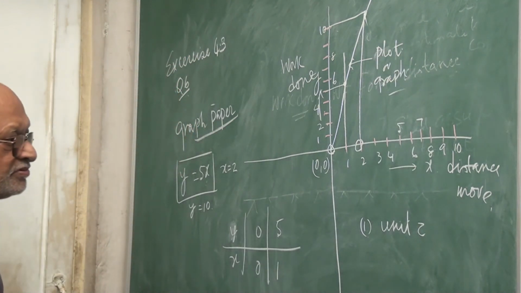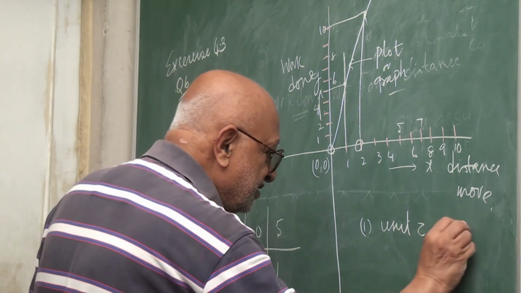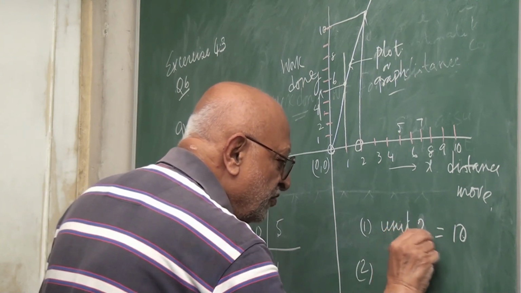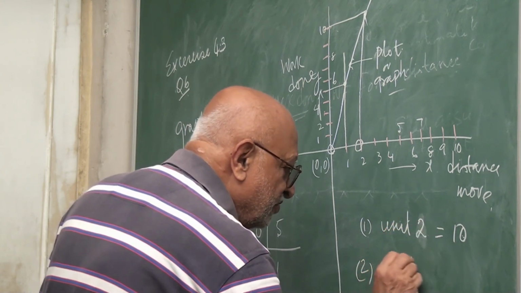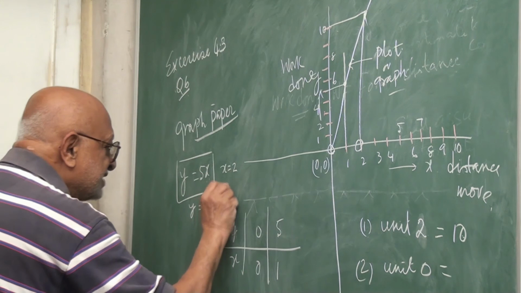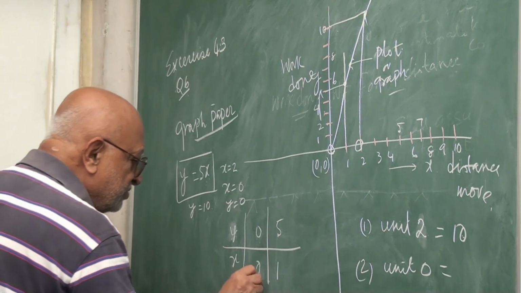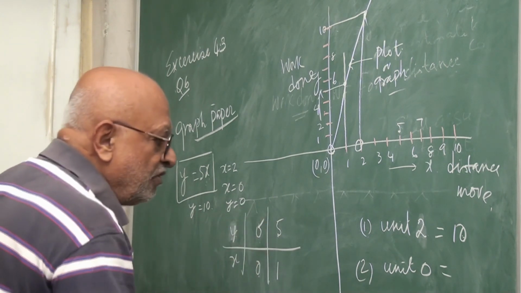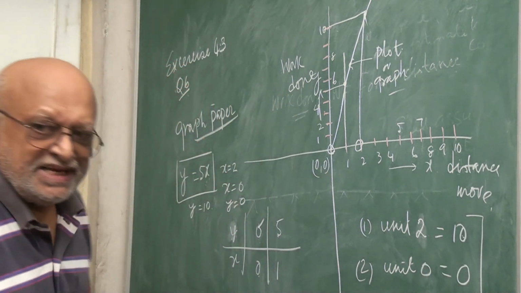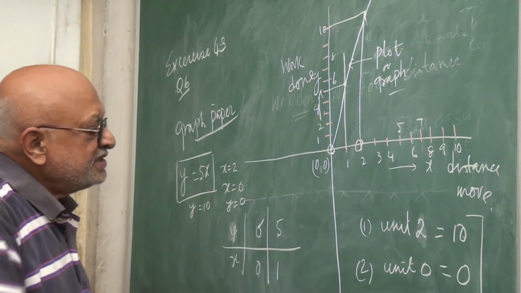So there is no more problem on this issue. So for unit 2, this is equal to 10. The second part says for unit 0, what should it be? So if I put x equal to 0, y equal to 0, we have already done it here. So the work done will be 0. So this is completed. So don't get scared by long questions. Just see what is to be done here.